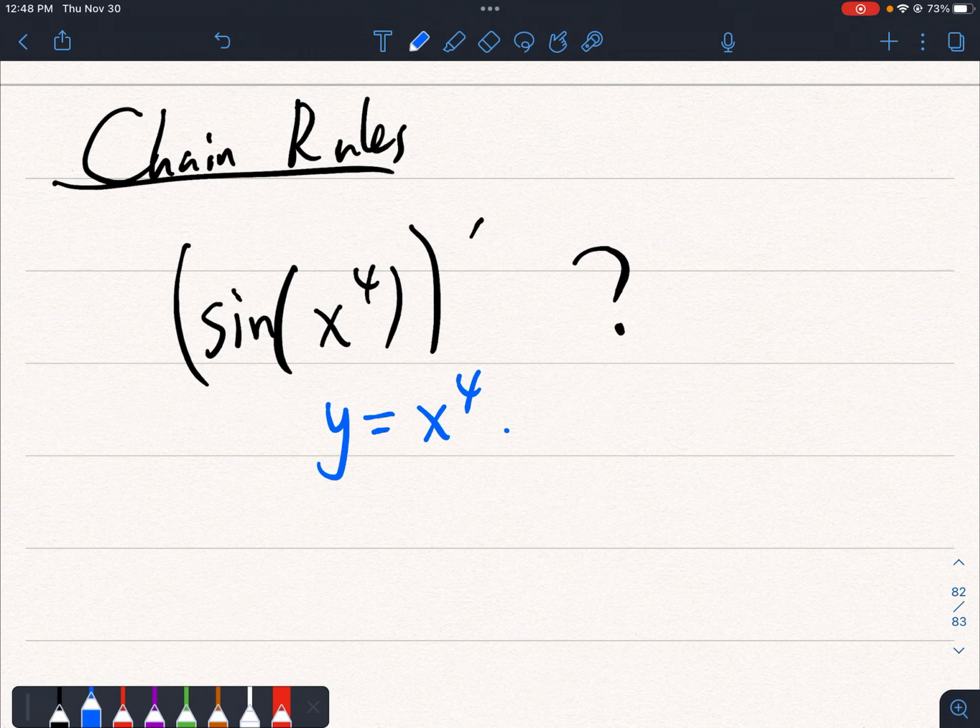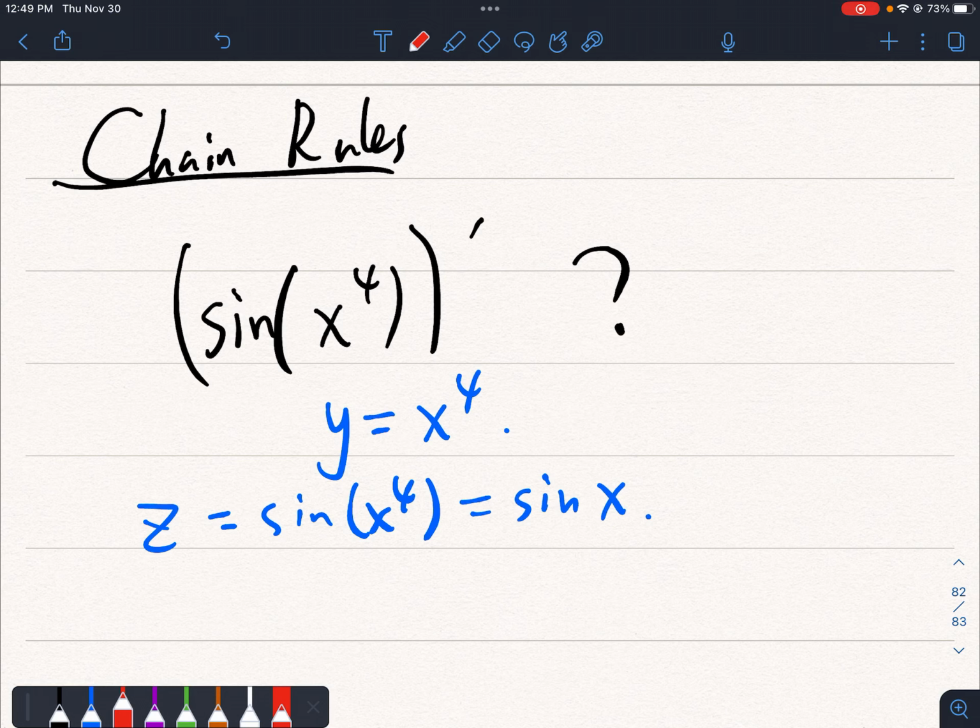To solve this question, we can think of this x to the power 4 as y, okay? So we can write y to be x to the power 4. And then we say that this value is z, okay? So z is sine of x to the power 4, which is sine of y.